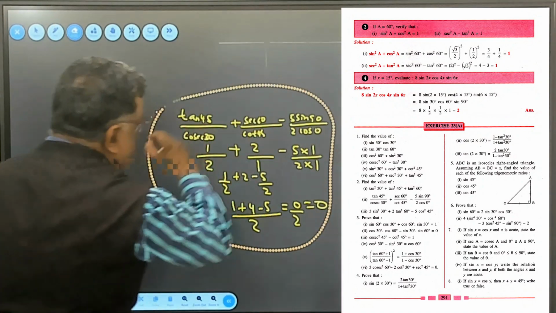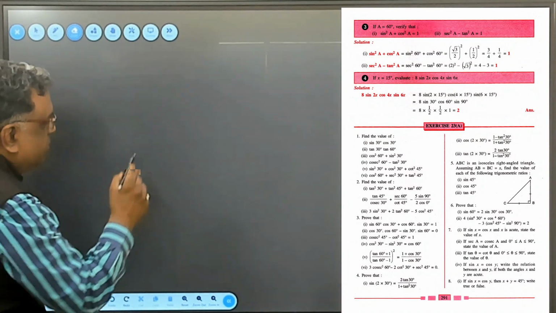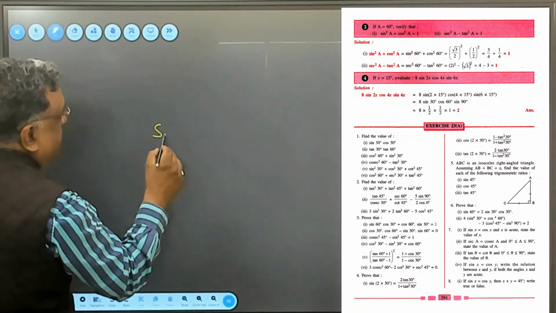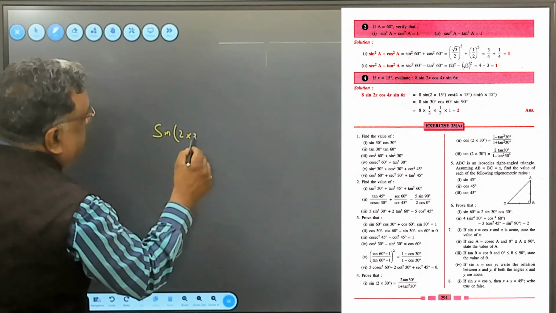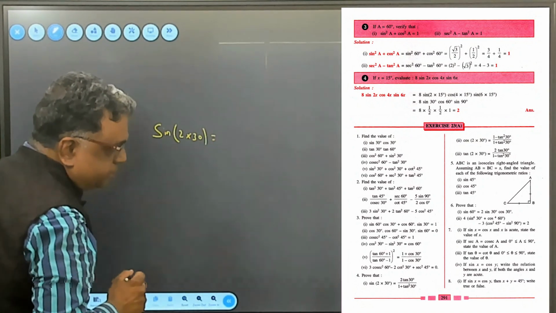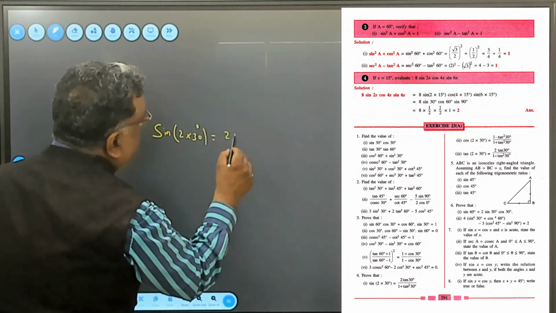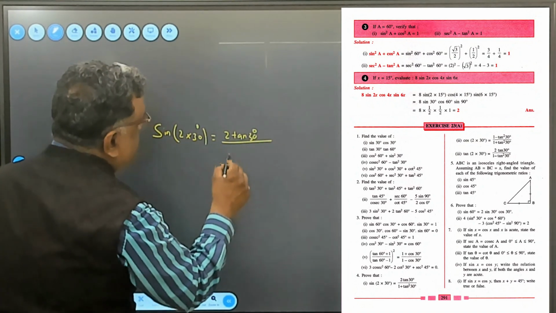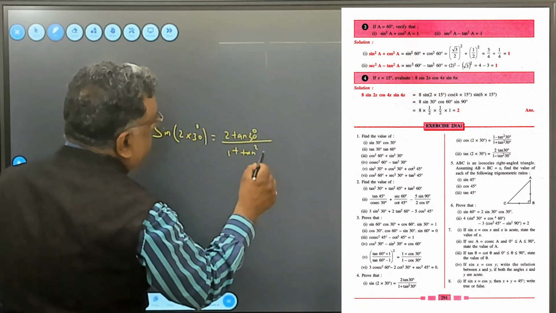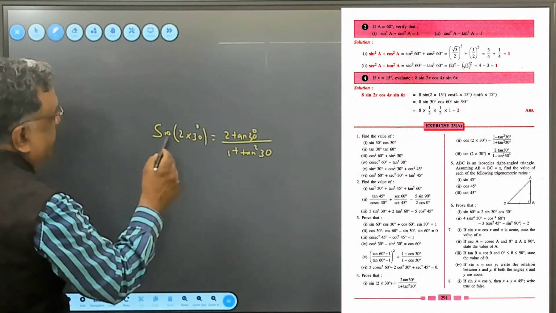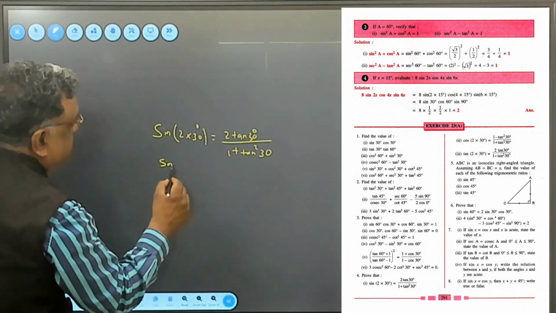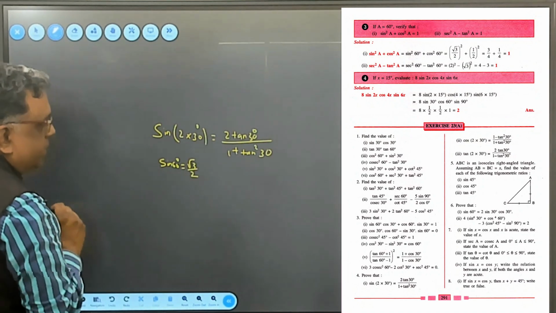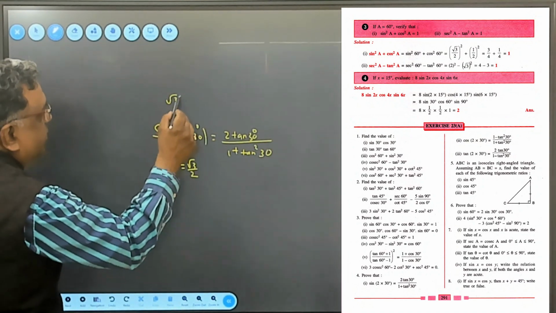Left hand side equals to right hand side. So we have to prove sine of 2 into 30 degrees is equal to 2 tan 30 degrees upon 1 plus tan square 30. Okay. Let's try to do this. So sine 2 into 30 degrees is sine 60 degrees. So sine 60 degrees, the value is root 3 by 2. So this left hand side is root 3 by 2.